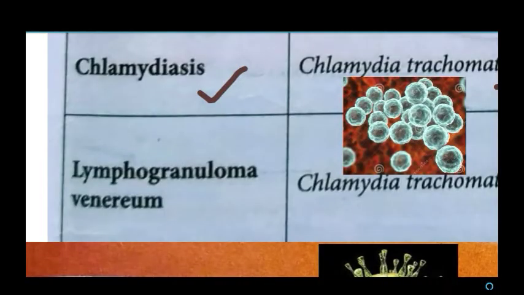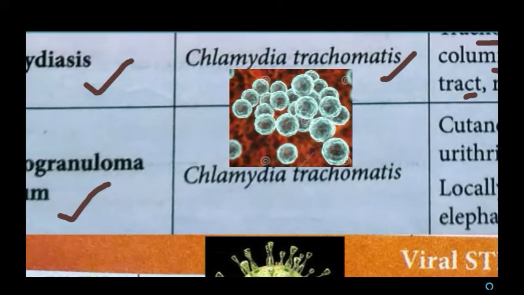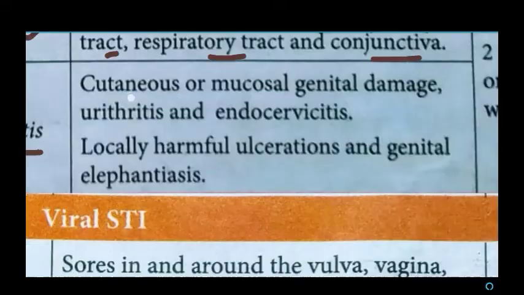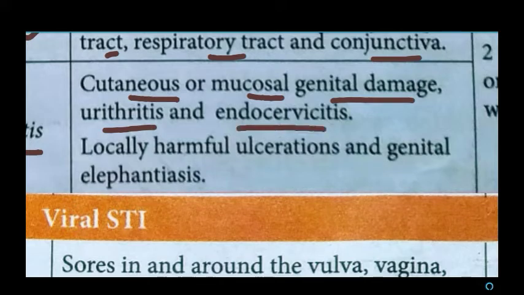The next bacterial STD is lymphogranuloma venereum. For this disease also, the causative agent is Chlamydia trachomatis. Here the symptoms are cutaneous or mucosal genital damage. Cutaneous means on the skin. Then urethritis. Urethritis means swelling in the ureter. And endocervicitis, that means swelling near the uterine cervix.